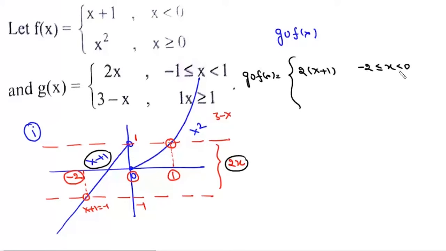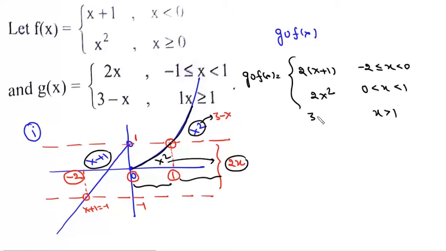So as of now, we won't bother about this equality sign. Now we'll find the definition between 0 and 1. When x lies between 0 and 1, the definition is x square, and it is still between these two lines, so we'll go to the definition 2x. So it'll be 2x square. Finally, for x greater than 1, we have x square, and now I'll go to 3 minus x, so it'll be 3 minus x square. So that is the definition of g of f(x).